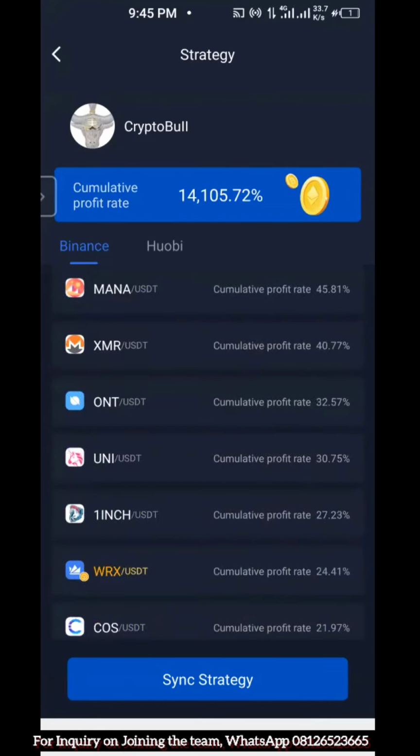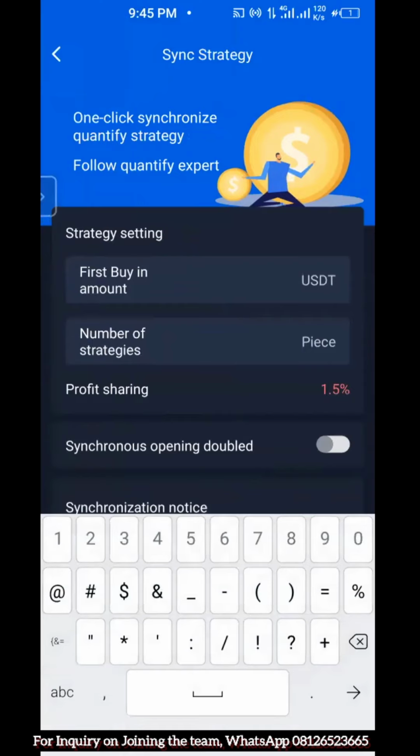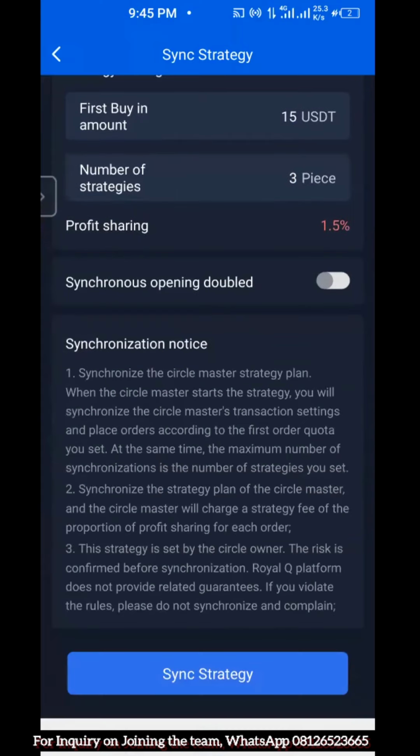So if I click sync strategy, it's going to ask me, what is my first buying amount? Can you see this profit sharing? Profit sharing just means it's going to charge you 1.5% of whatever profit you make. So my first buying amount, you can make it 10 or you can make it 15. Then how many strategies, how many coins do you want to trade? Most of the time, I advise people don't trade too much, except you have super capital that you are using. All these guys trade with so many coins, so you can just choose maybe 2 or 3. So the moment you click sync strategy, it's going to open those trades for you.